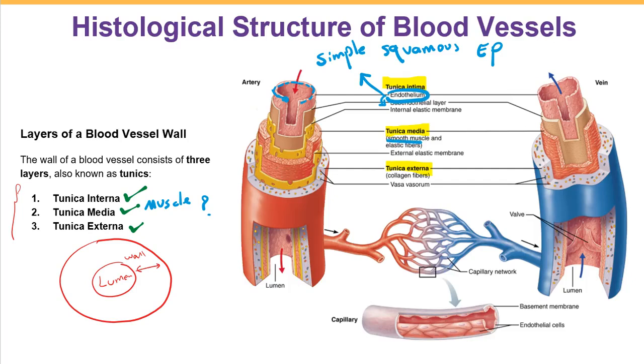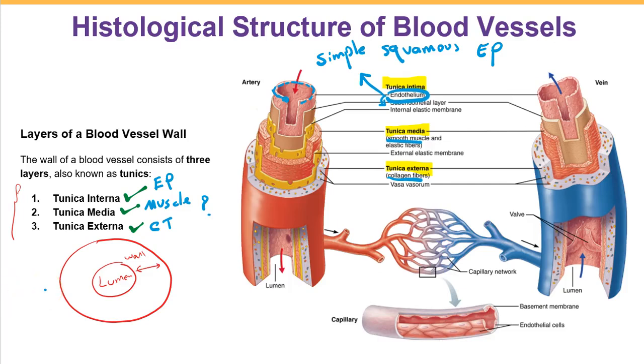So these muscles can contract and relax and increase or decrease the diameter of the blood vessels. And then the outermost layer is tunica externa, which basically is composed of connective tissue, mostly collagen fibers. So one more time, tunica intima is actually an epithelial tissue, which is called endothelium, the simple squamous epithelium, and tunica media is made of smooth muscle, and tunica externa is composed of connective tissue.